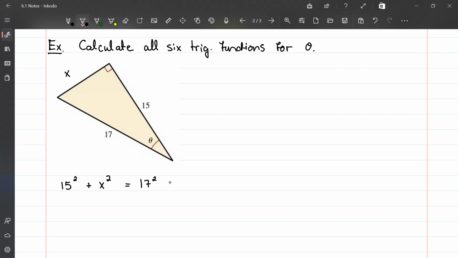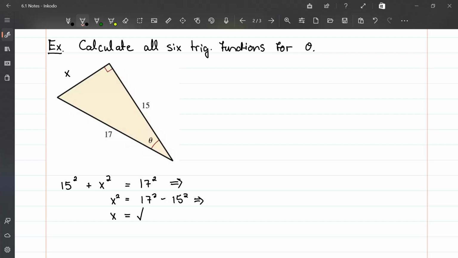Clearly, I can rewrite that by subtracting 15 squared from both sides. So I'll have x squared is equal to 17 squared, and I'll subtract 15 squared to make this all balanced. Now, I don't want x squared. I want to know what x is, so I'm going to go ahead and take the square root of both sides.